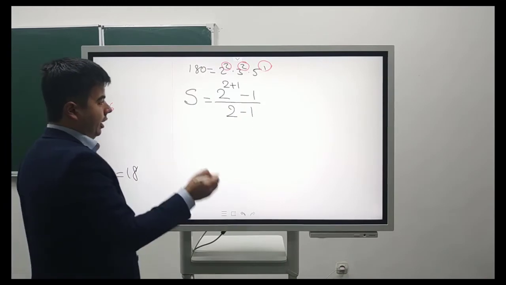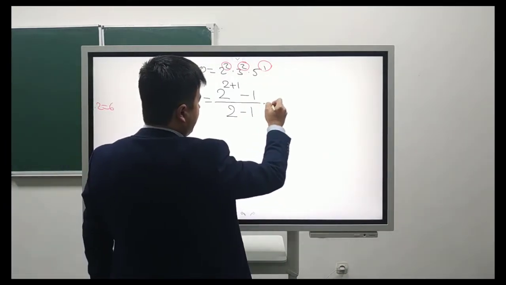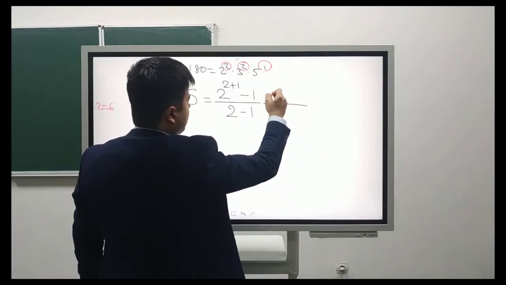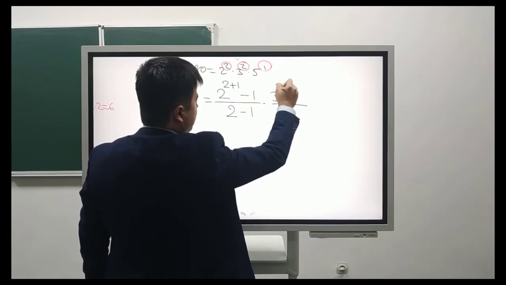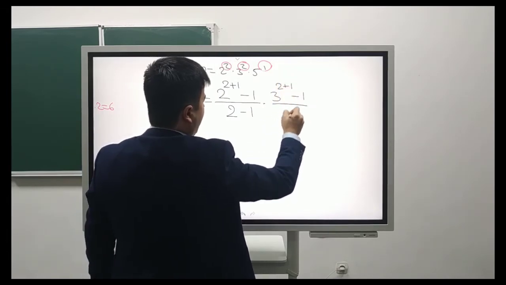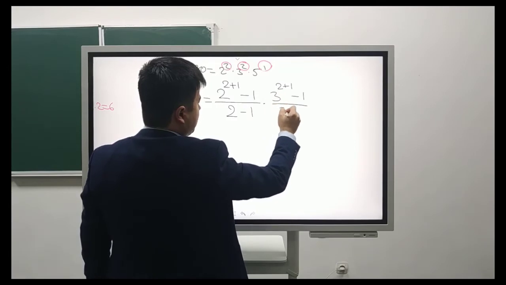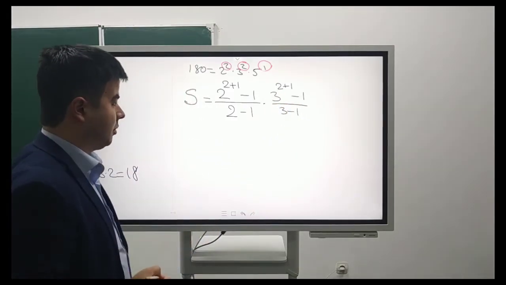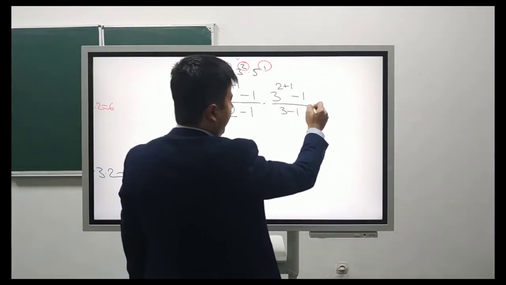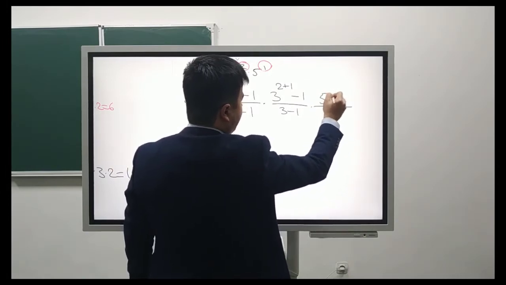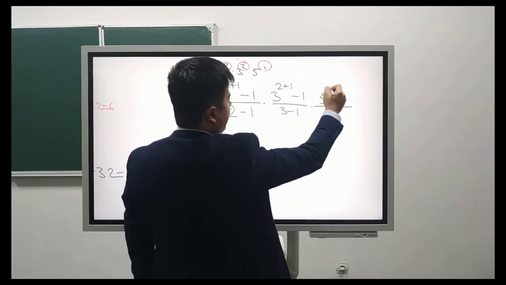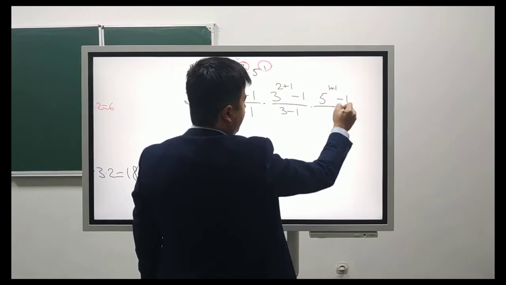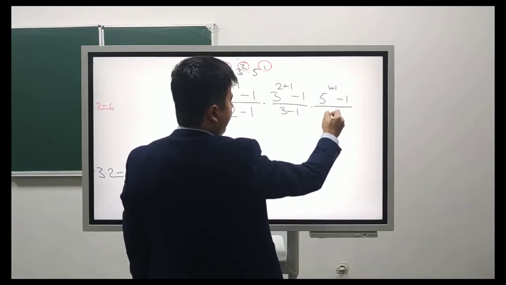Clear? And the next one, similarly, here we have 3. 3, the power is 2 plus 1 minus 1. Here also 3 minus 1 now. By the same way, for number 5, it is 5 to the power of 1 plus 1 minus 1 here, and 5 minus 1 here.